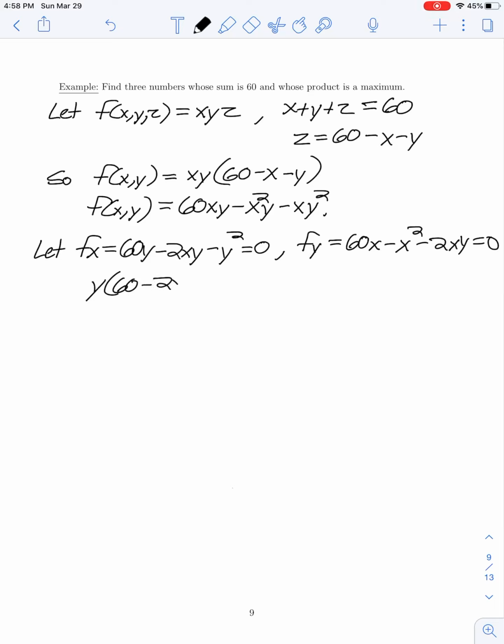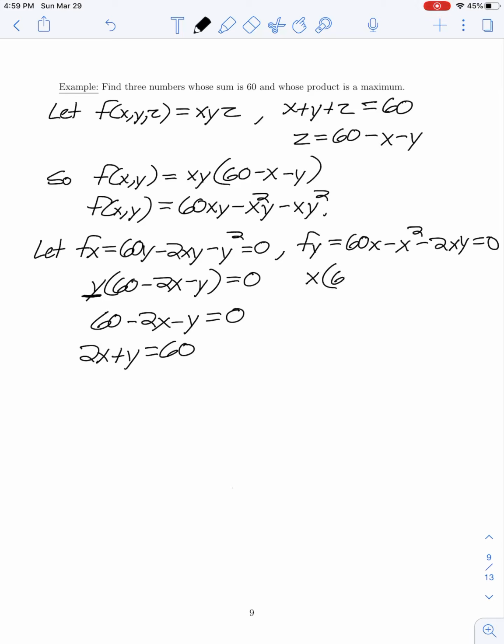So if we look at our first equation here, we notice that we could factor out a y from each term, and we're left with 60 minus 2x minus y is 0. And in order to maximize our product of these three numbers, we know that we would not want this first term, y, to equal 0. Otherwise, the product of our three numbers would be 0, which is going to be the minimum value that our product could take. Now here, that means if y is not equal to 0, the expression in parentheses, 60 minus 2x minus y, has to be 0. And we find that 2x plus y has to equal 60.